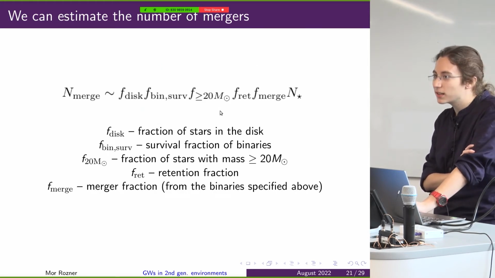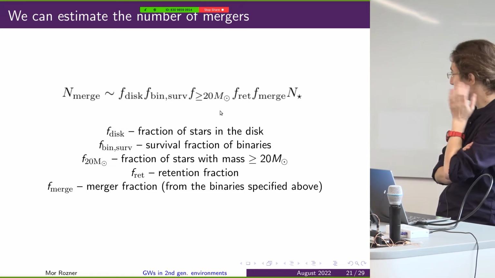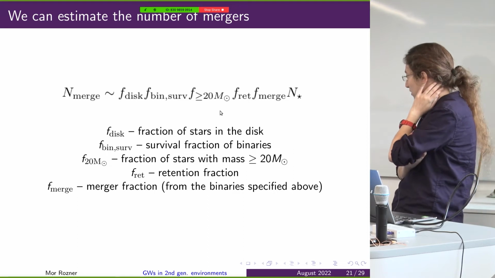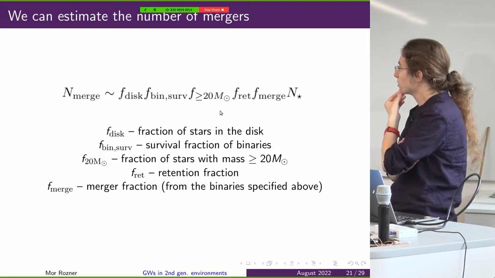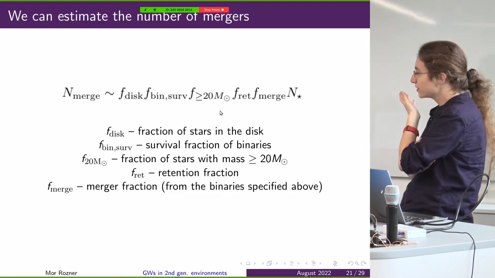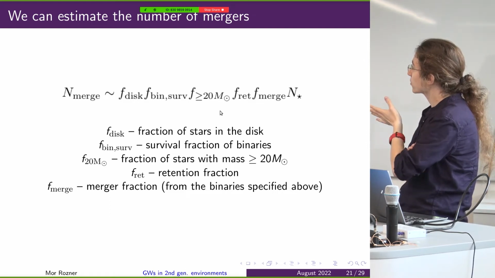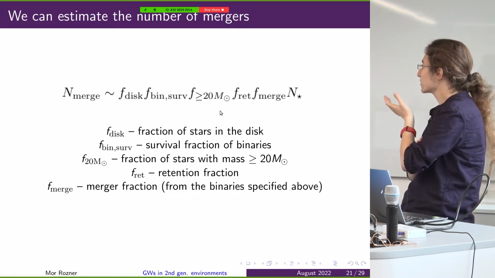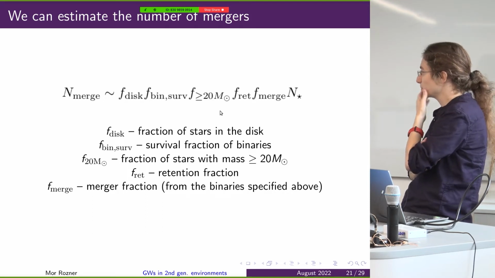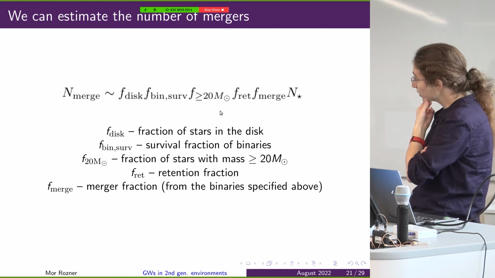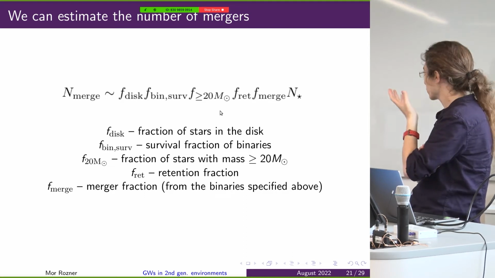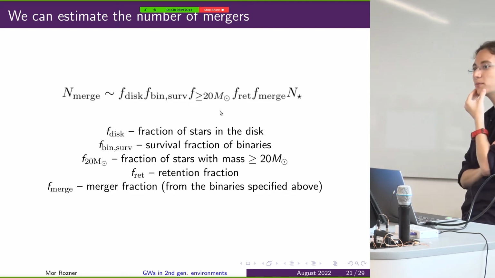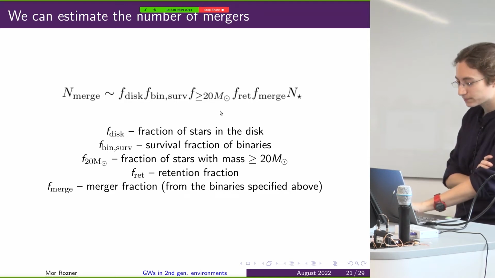Okay, so until now I talked just about some individual cases, but it's time to estimate the number of mergers from this channel. So you have the famous formula, if you want. You think what will be the fraction of stars in the disk of second generation, what will be the survival fraction of binaries from stellar evolution, what will be the fraction of stars with masses larger than 20 solar masses that will be our progenitors, what will be the retention fraction, because some of them will be retained in the cluster. We don't want it the other way around, but fine. And what will be the merger fraction that will be derived from our model, as I showed you earlier.